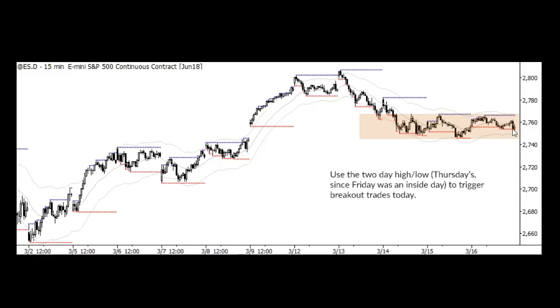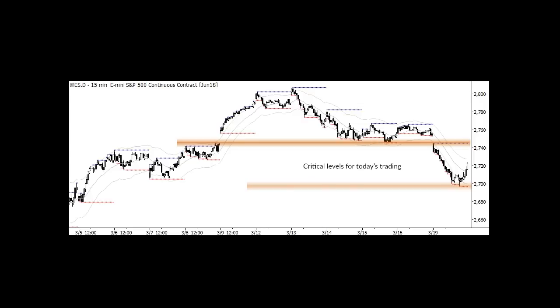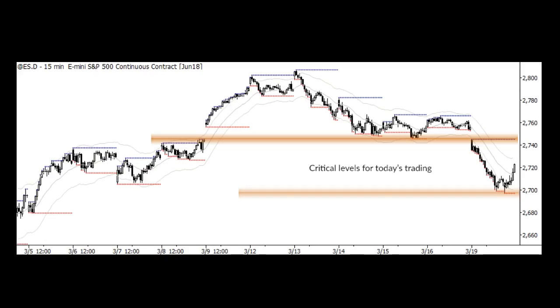Now, this day's range is so tight that in this case, I would like to use the previous day's range. So I'm using the same level as the potential breakout level. What do we get from the market? Well, a pretty spectacular trend.